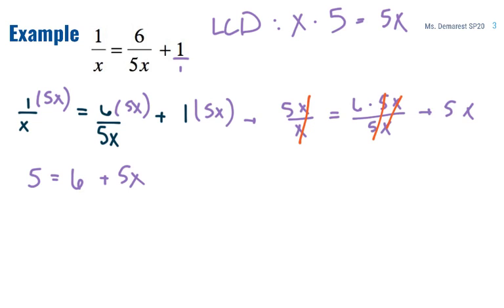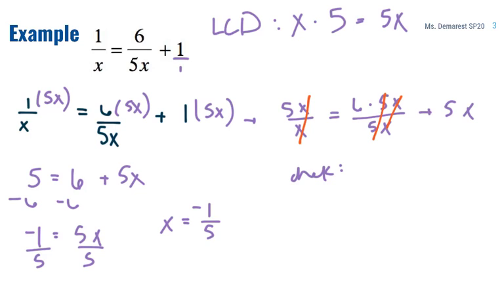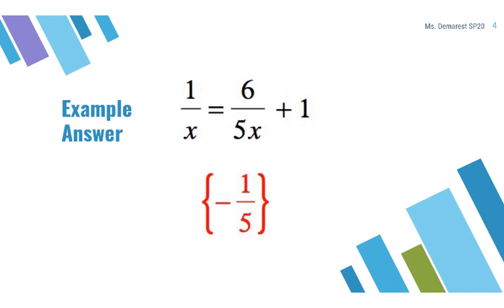Okay, now this is a really straightforward linear equation, right? We just need to isolate x. Subtract 6, divide by 5, x equals negative 1/5. And then noticing when we plug it back in, we get in the denominator negative 1/5, negative 1, and 1. So this is good. It doesn't make us divide by 0. So our answer is negative 1/5. And you can see, yay, we did that one correctly.